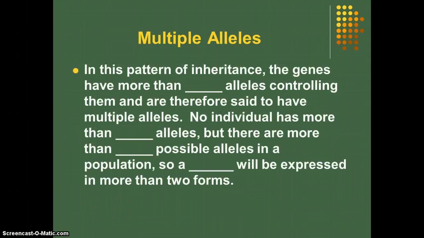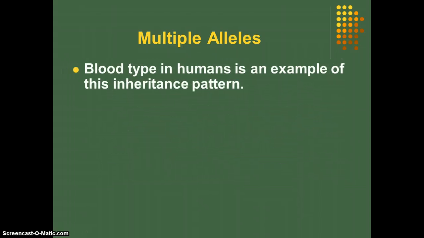Also, we have multiple alleles that can be displayed in different times. So, for example, in this pattern, the genes are going to have more than two alleles controlling them, and are therefore said to have multiple alleles. Now, no individual has more than two alleles, but there are more than two possible alleles in a population. So that trait can be expressed in more than two forms. A lot of talk. Here's an example to hopefully make this make sense.